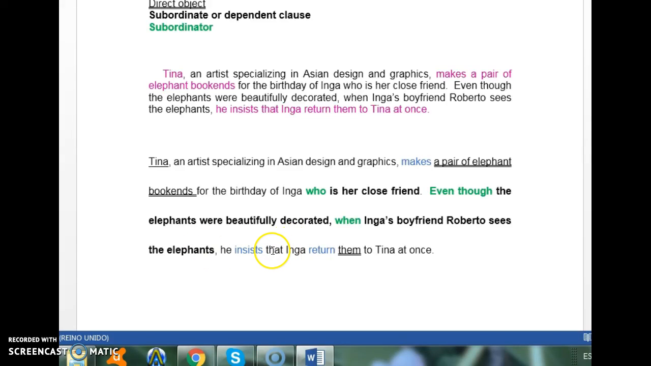Yes? What does he insist? He insists that Inga return them to Tina at once. Here you have, inside this clause, that's why they are called complex sentences, because you can have clauses within clauses. He insists that Inga return them at once, and them here is an indirect object. The direct object, and he has to return them to Tina at once.